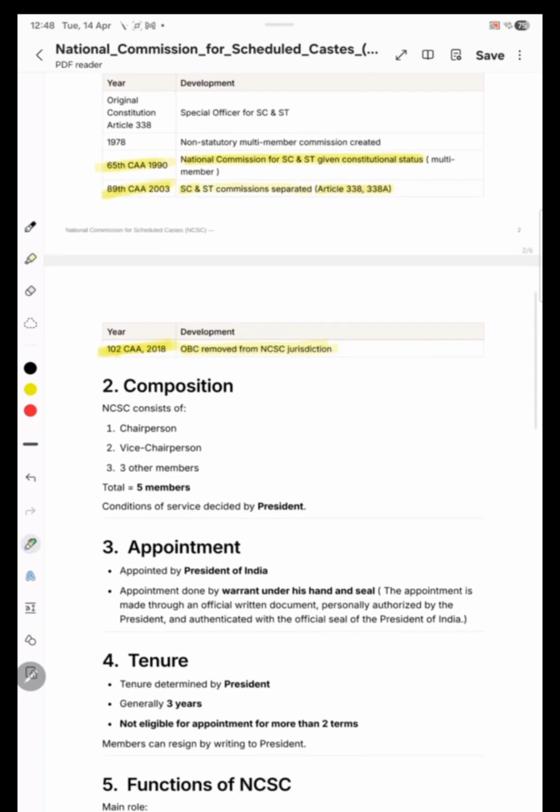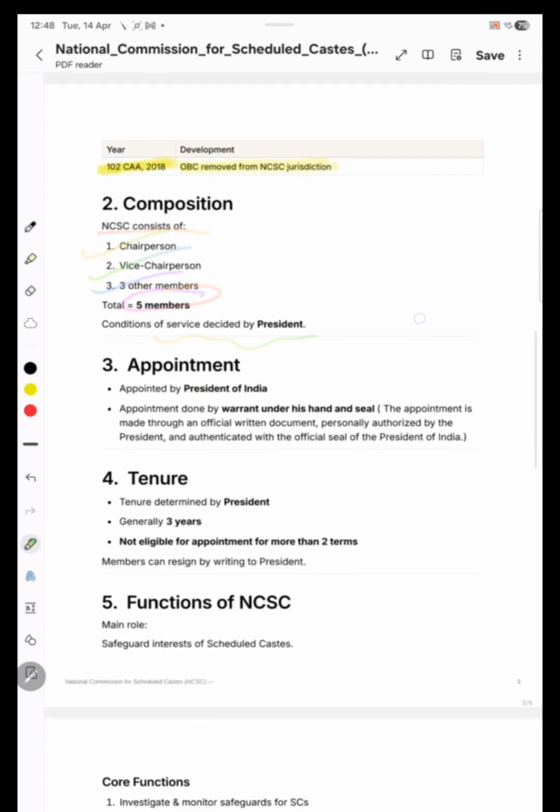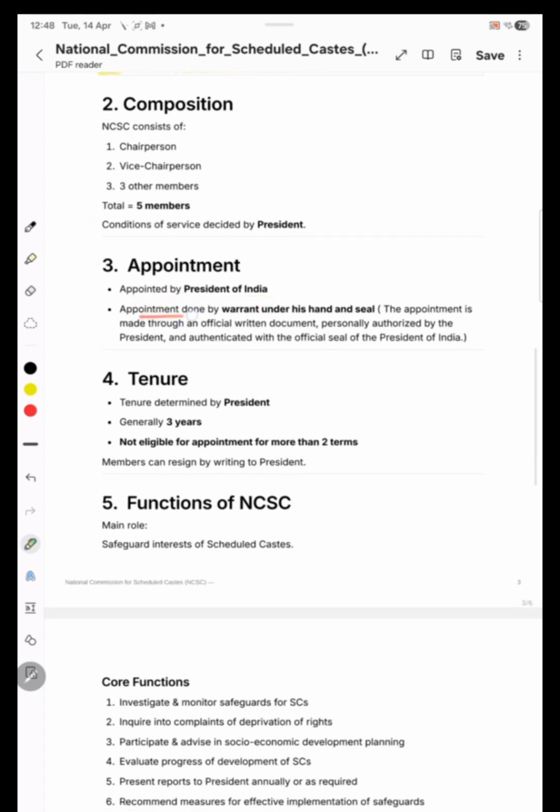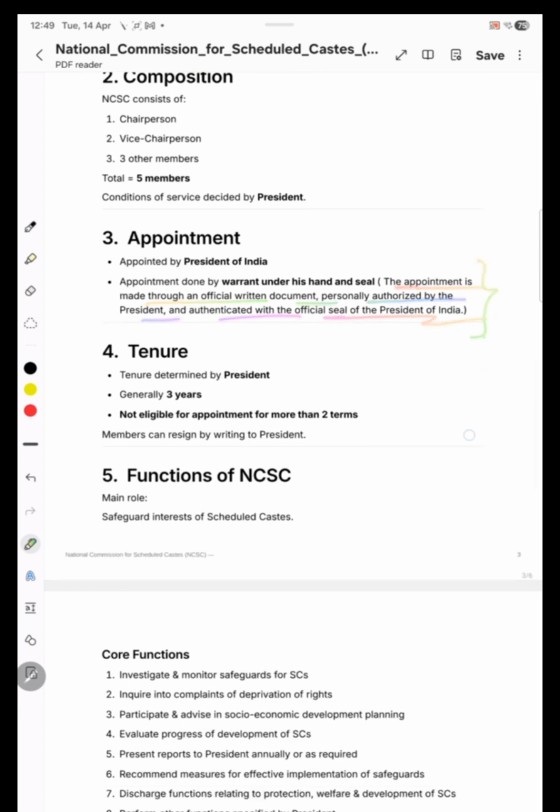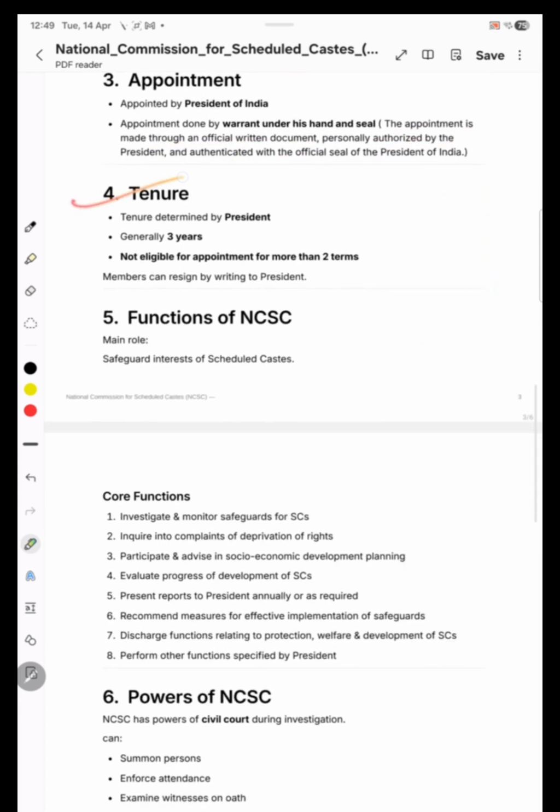Now coming to the composition. All the three commissions consist of a chairman, vice chairman and 3 other members, so a total of 5 members, and conditions of service are decided by the President. Appointment is also done by the President, by warrant under his hand and seal. Everywhere you will see this written, like if you are going through Lakshmikant, you will see appointment is done by warrant under his hand and seal. So a warrant is basically an official written document. This means that the appointment is made through an official written document personally authorized by the President or authenticated with the official seal of the President of India. Okay, so now coming to the tenure: it is determined by the President. Generally it is 3 years.